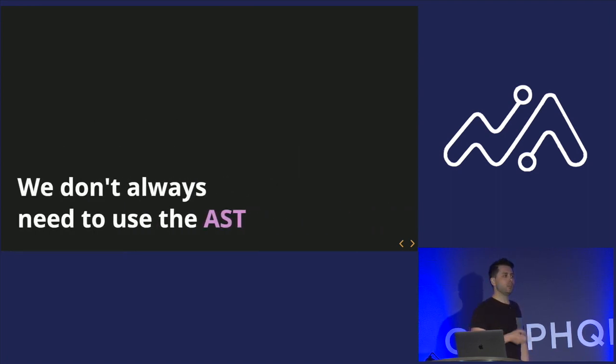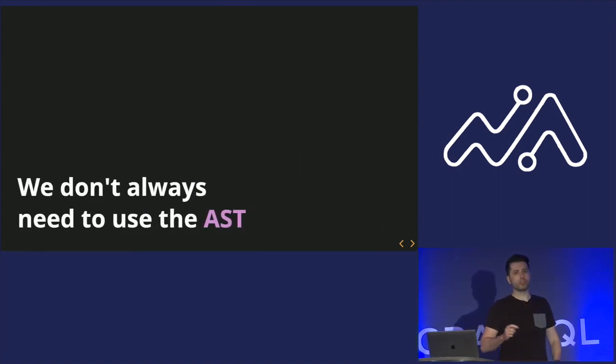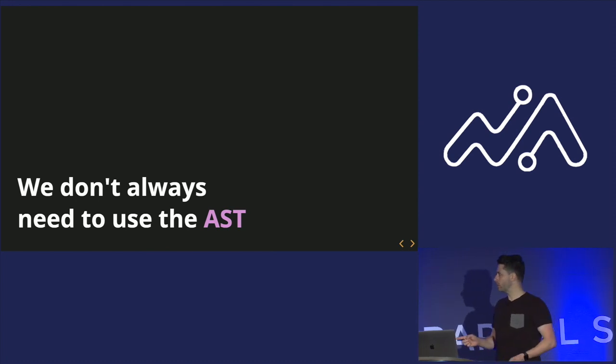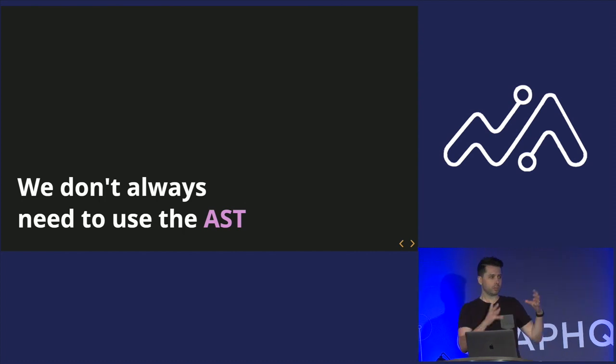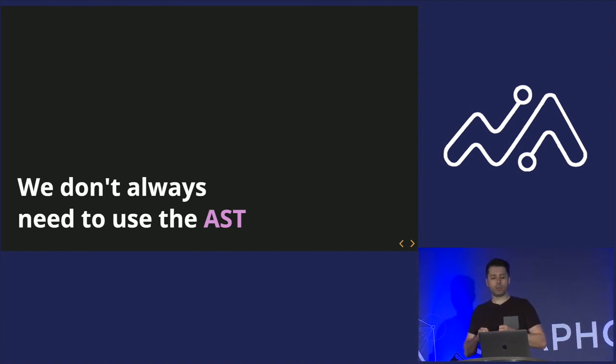So we don't always need to use ASTs when we're doing stuff. There are other tools within our GraphQL resolvers. And in this case, we might just want to use that second argument, so taking arguments. And we might also want to use context.